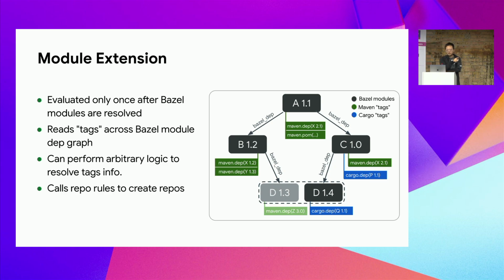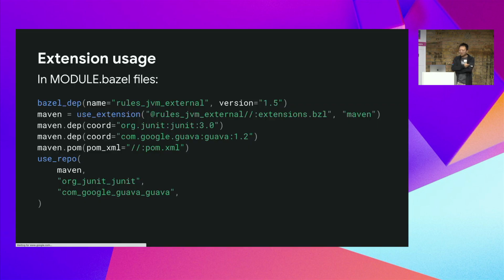So each module extension is resolved once after the Bazel module resolution, and it can collect those tags across the Bazel module dependency graph. And then it can perform arbitrary logic to resolve the tags info. How do you do that? It depends on how you want to integrate the package manager for that ecosystem. And finally, it can call repository rules to create repositories and generate build files, most importantly, so that Bazel can understand it.